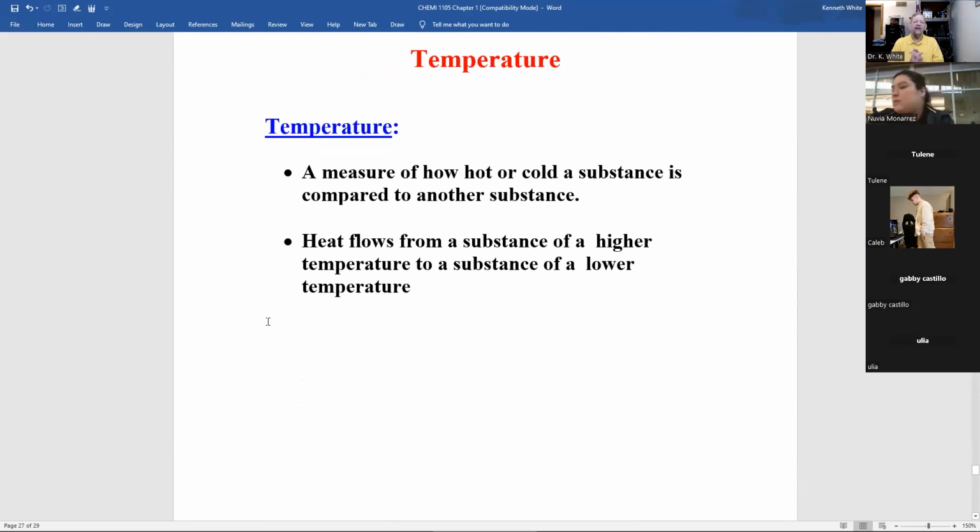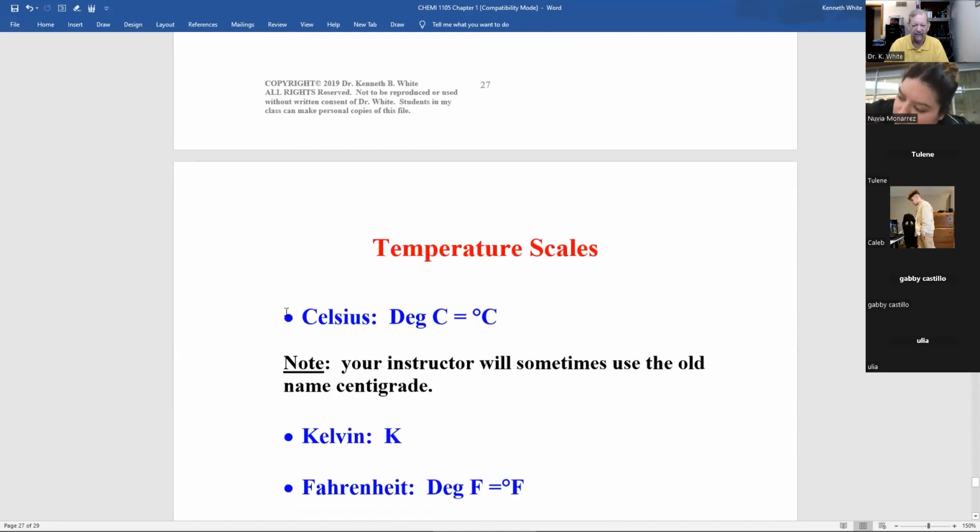All right, every book usually throws it in here. Let's talk about temperature. Now, I'll never ask you what is temperature, but it's a measure of how hot or cold the substance is compared to another substance. Another way of saying that is heat flows from a substance of higher temperature to a substance of lower temperature. So that's temperature. And it's an important part of our life.